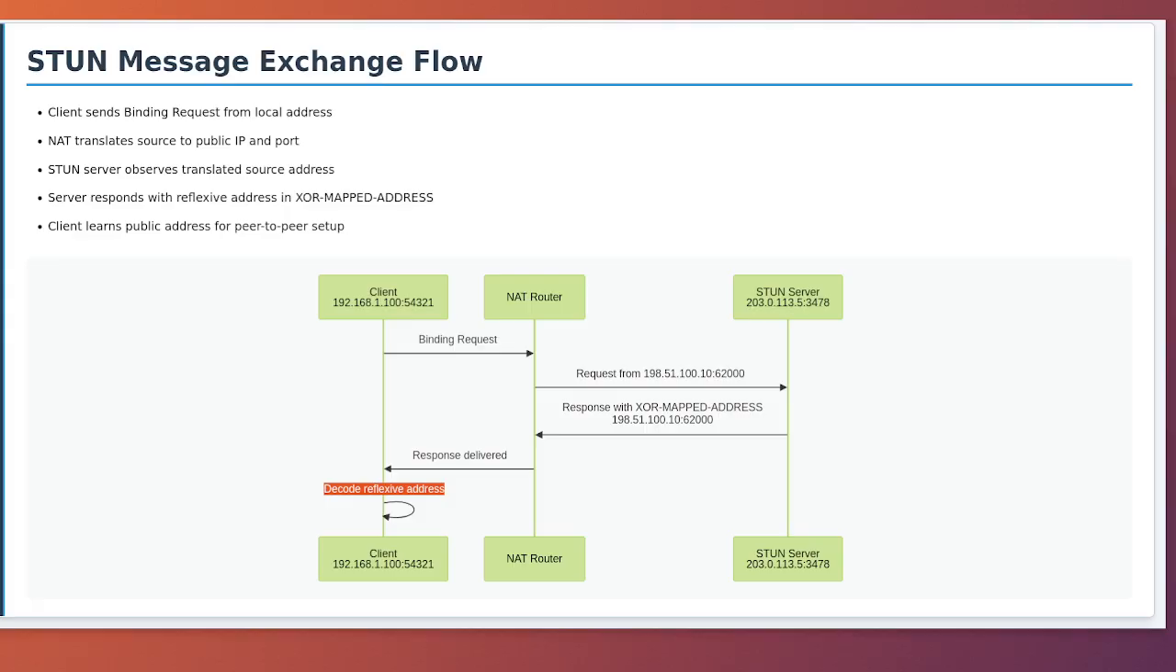The client can now advertise this public address to potential peers through a signaling mechanism like SIP or WebRTC signaling. When two peers exchange their respective reflexive addresses discovered through STUN, they can attempt to establish a direct connection by sending packets to each other's public addresses. This technique, known as hole punching, works because the NAT translation table entries are already established by the STUN exchanges, so packets arriving from the peer can be properly forwarded.